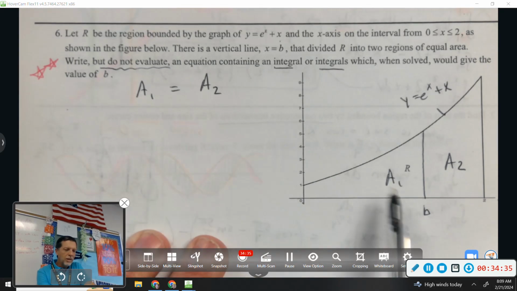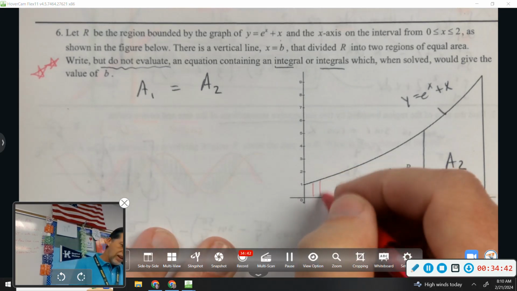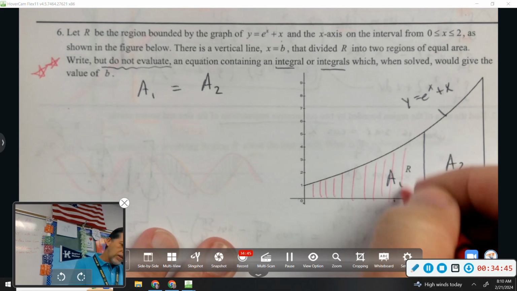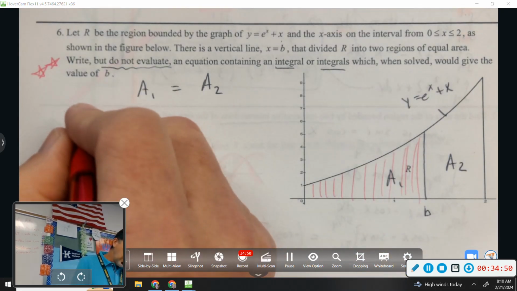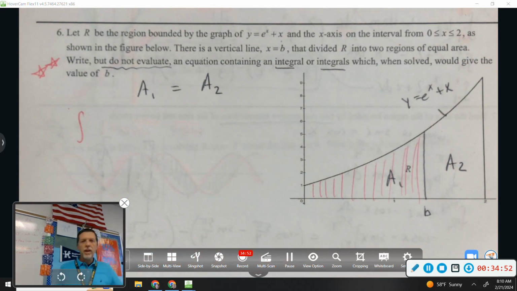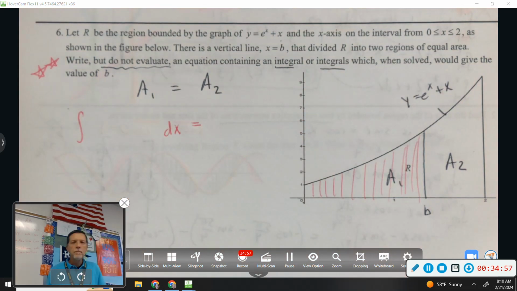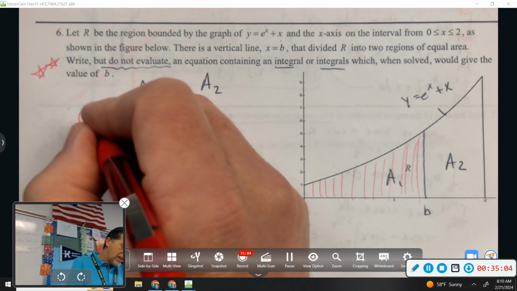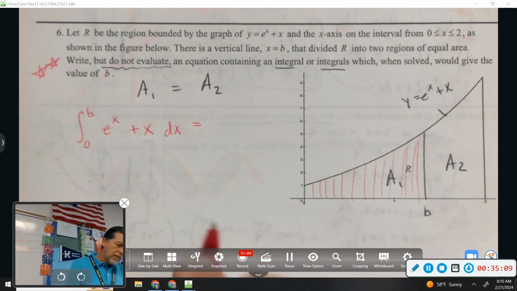Well, A1 equals A2, that's sort of the key to this problem. How can I find A1? Let's write an expression to find A1. So that would be the antiderivative, dx. From what to what? What are the limits for A1? 0 to b of e to the x plus x. So that's A1.